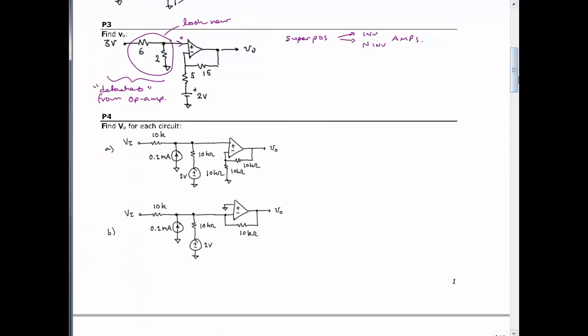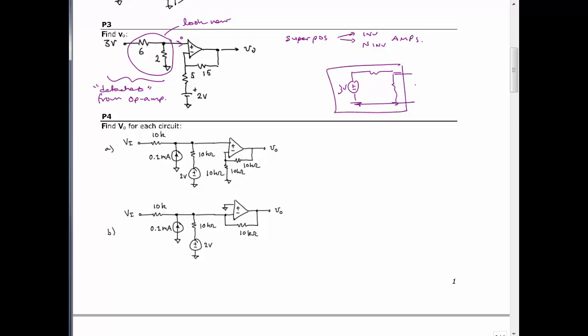Okay, and then at that point you would replace this network, this 6 ohm, 2 ohm, and 3 volt, with basically a voltage at the non-inverting input. You could replace it with a Thevenin equivalent, if you have 3 volts and then a resistor here and a resistor to ground. All right, let's tie this all together here.